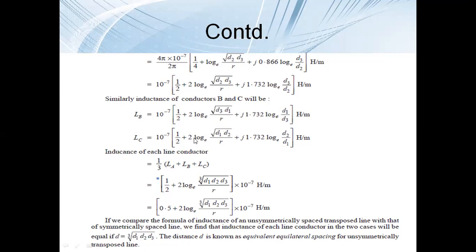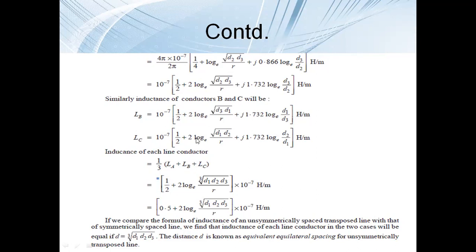Next, LC will be similar. Here we have taken D3, D2, then D3, D1, and now it will be D1, D2. So you see this D1 is coming. The next term is D2. In the division, D1 by D3 is over, and the next turn is for D2, so this is D2 by D1. This way you have to remember the inductance of the different phases. Now the average inductance is 1/3 of LA plus LB plus LC.